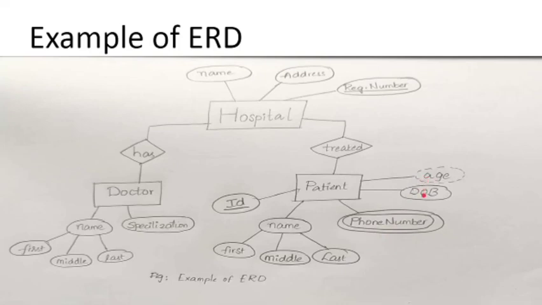So now we are clear with patient, doctor and hospital. Now how these things are related is represented with the help of relationships. So the hospital has doctors and patients get treated in the hospital. This is the thing represented in this ERD. I think you are clear with what the ERD means.